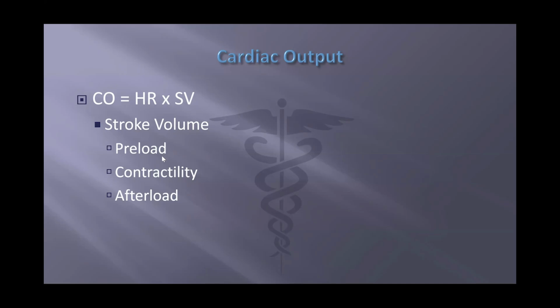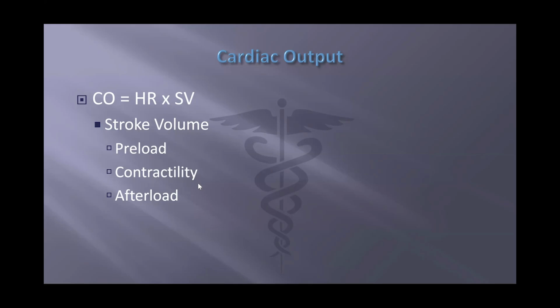Right. So preload is blood returning back to the heart. Blood returning to the heart is going to stretch the heart more. The more blood that comes back to the heart, the more it stretches it, the more it's going to squeeze. This is something called Starling's principle. It's an important concept in creating the conditions for us to get a good heartbeat that's going to pump a lot of blood out. So, preload is very important to stroke volume.